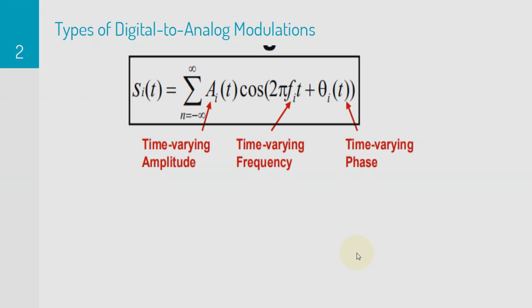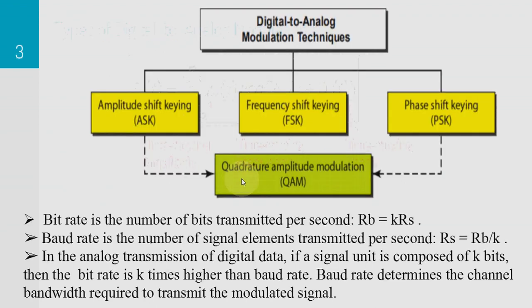So the output will become the summation from minus infinity to infinity of A_i(t) cos(2 pi f t plus theta(t)). So this A parameter is nothing but the time-varying amplitude. This f parameter is nothing but the time-varying frequency component, and this theta is the time-varying phase component. So this is the standard equation for the digital modulation scheme.